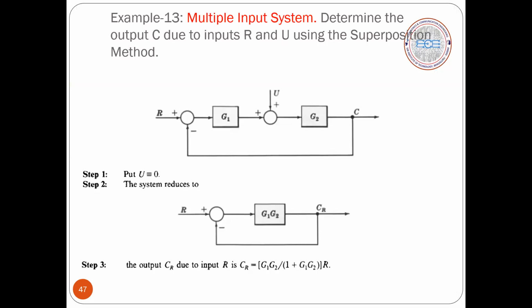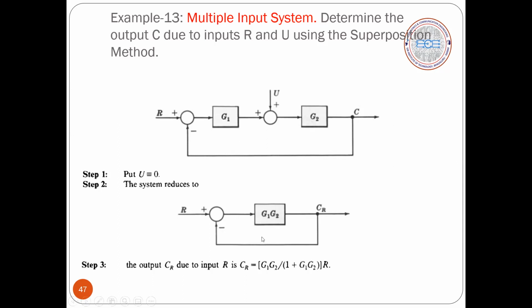So now in today's class, we will be dealing with how to reduce a block diagram which will be having more than one input. So if we have multiple inputs and multiple outputs, how to handle such systems. In this example, we have two inputs and we have one output.